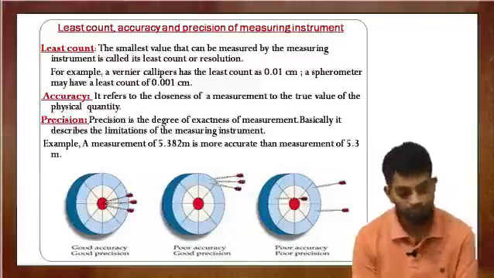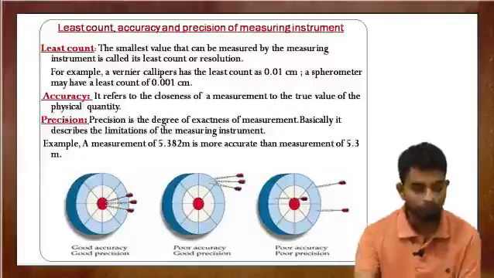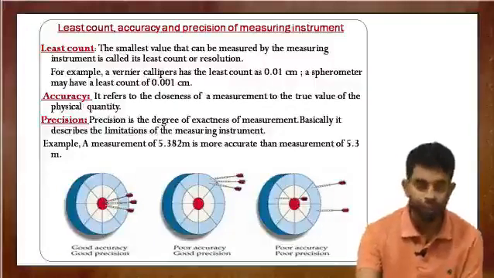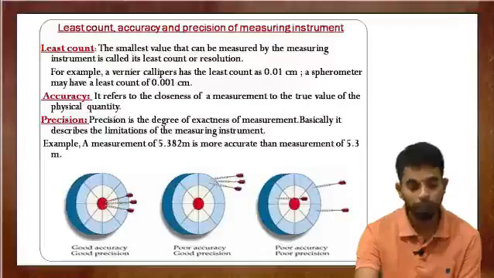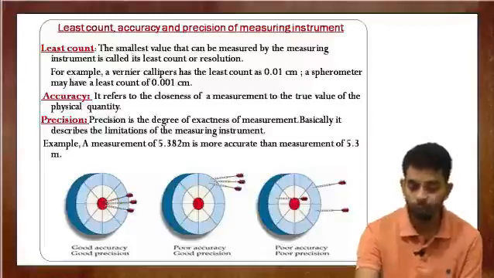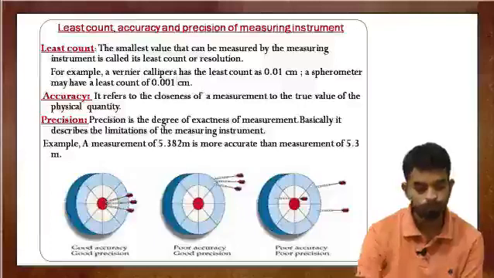So in this diagram, you see the first figure represents good accuracy and good precision, because all the errors are at the same point at the red mark. In the second measurement, there is poor accuracy but precision is good. In the third diagram, accuracy is poor and precision is also poor.